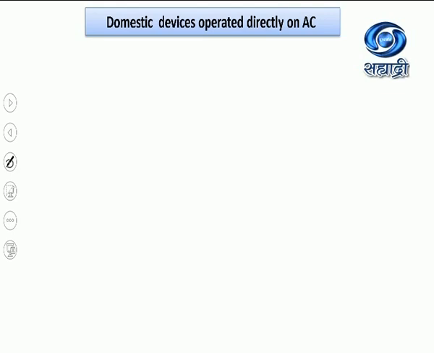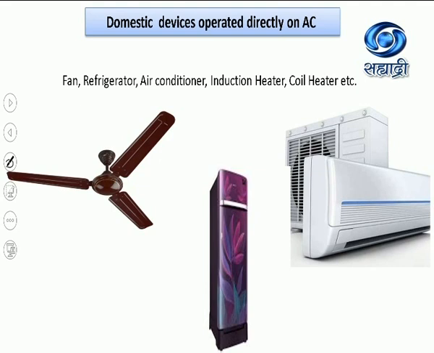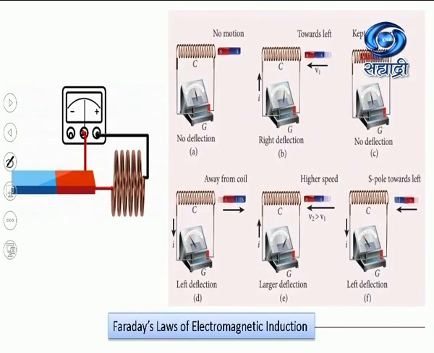There are some domestic devices which are operated directly on AC, like fan, refrigerator, air conditioner, induction heater, coil heater, etc. Now in an earlier chapter, that is electromagnetic induction, you have studied Faraday's laws of electromagnetic induction. There are two laws, Faraday's first law and Faraday's second law. After that, there is Lenz's law. Faraday's laws of electromagnetic induction along with Lenz's law together are called the laws of electromagnetic induction.